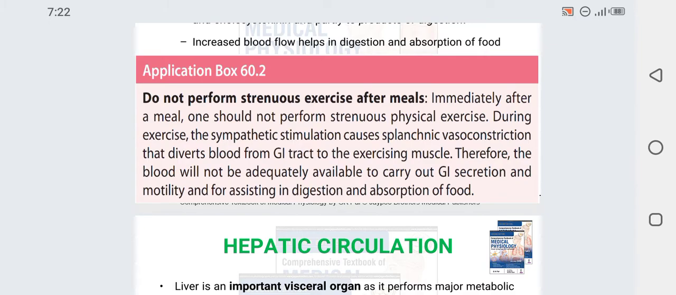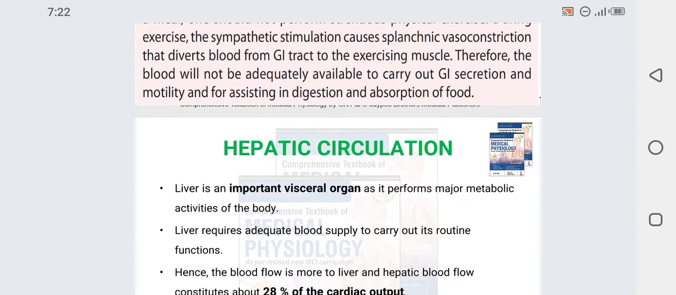Do not perform heavy exercise after a meal. This is because immediately after a meal, one should not perform heavy exercise, because during exercise the sympathetic stimulation causes splenic vasoconstriction that diverts the blood from the GI tract to the exercising muscles. Therefore, the blood will not be adequately available to carry out the GI secretion and motility and for assisting in digestion and absorption of the food.